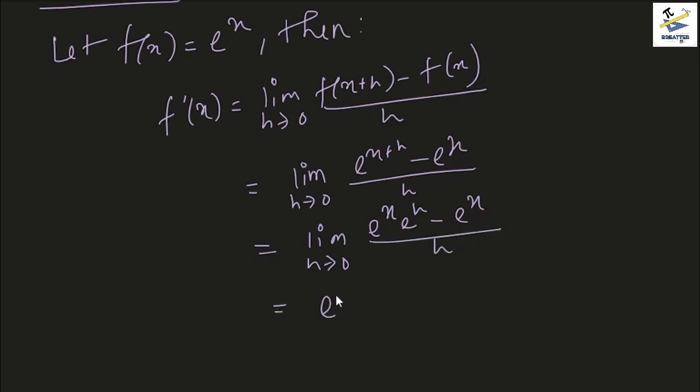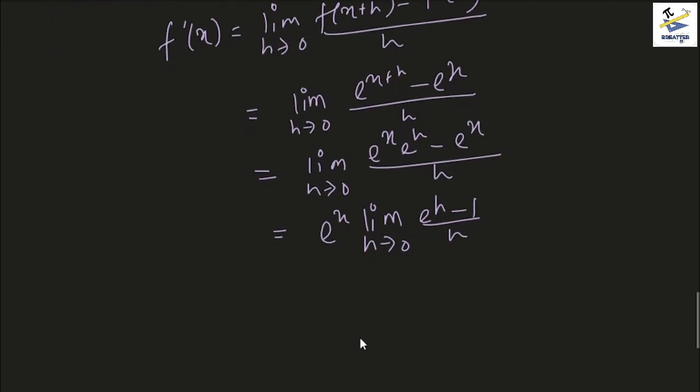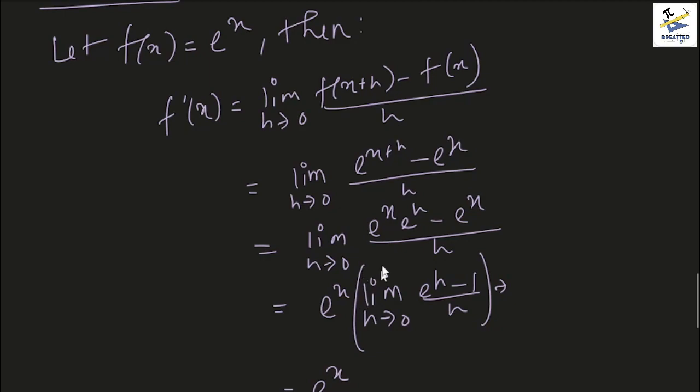Now we can take e to the power x common, as the limiting variable is h, so e to the power x is basically a constant here. We can write e to the power x into limit h tends to 0 of e to the power h minus 1 divided by h. And as we know from previous experience, this limit is again equal to 1, as I have proved. So the answer is e to the power x. And as you can see, the derivative of e to the power x is e to the power x itself, which is the only function whose derivative is itself.